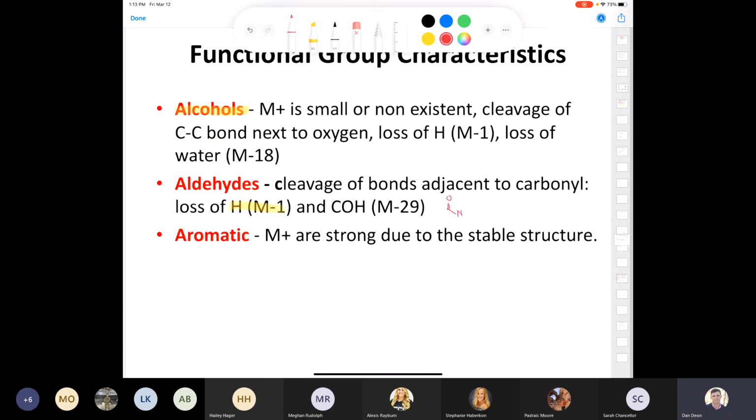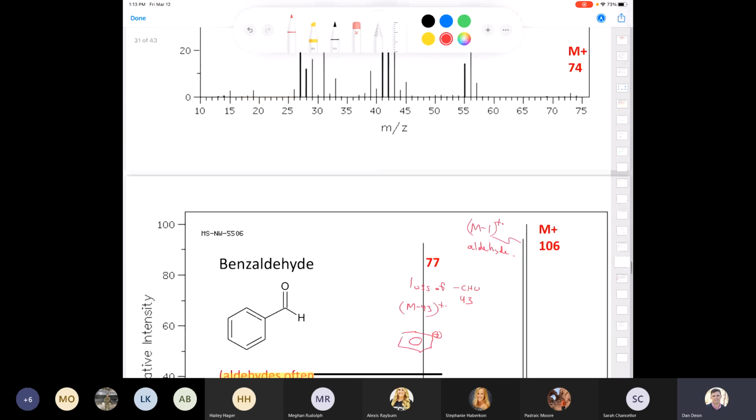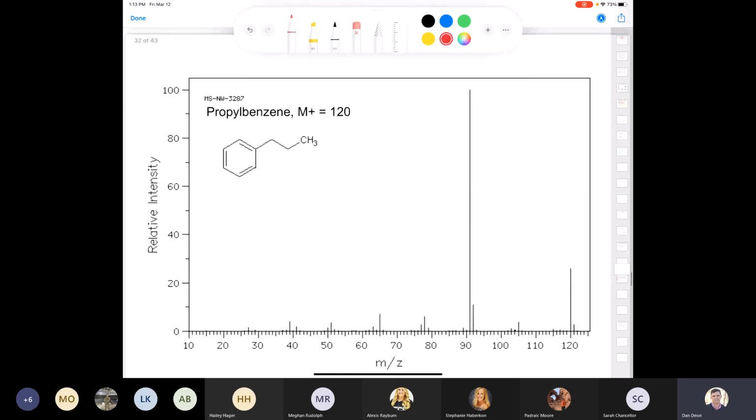Aromatics have big molecular ions on account of them being stable structures. If we go to this aromatic compound, though, it's got a pretty big molecular ion right at 120. So this is my molecular ion right here. Could anybody identify the base peak? And it doesn't have to be fancy. Could you type it into the chat or unmute your mic? Could anybody identify that base peak?